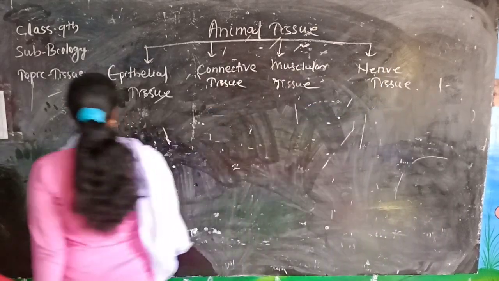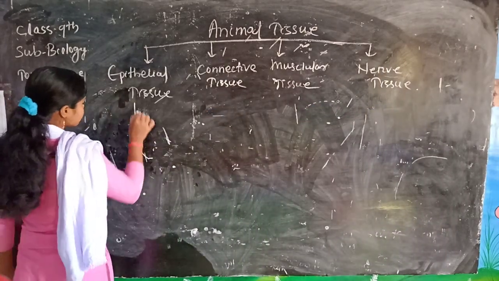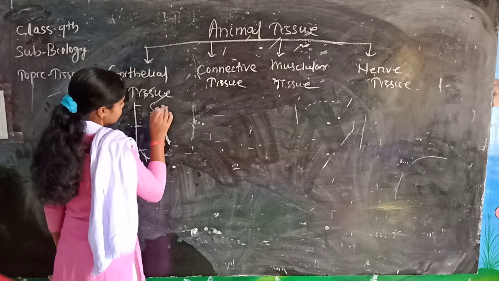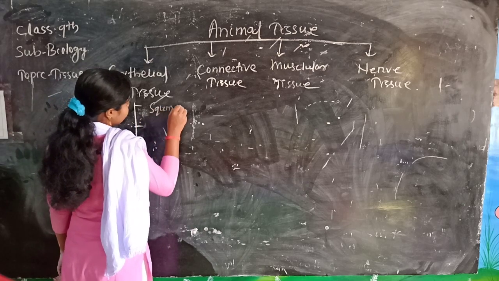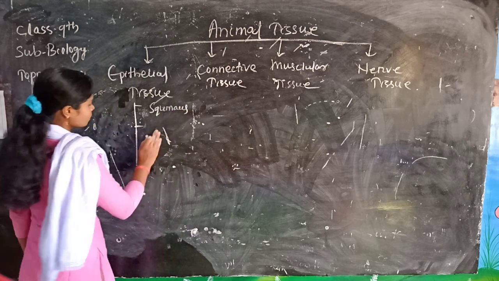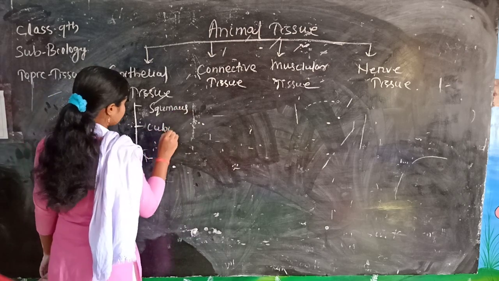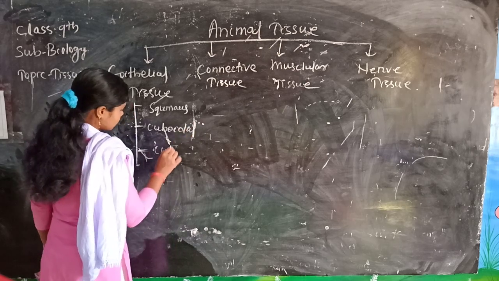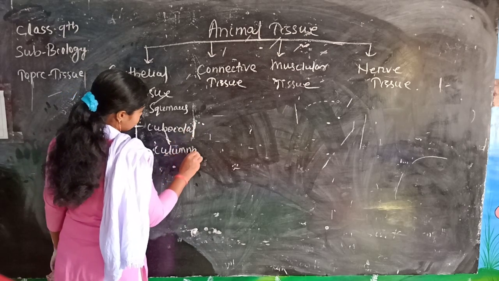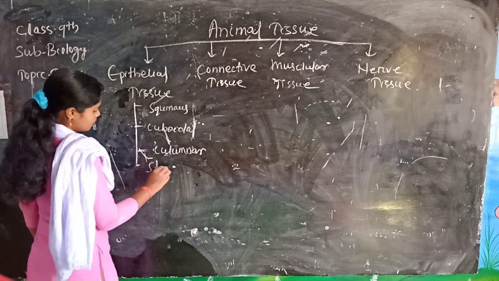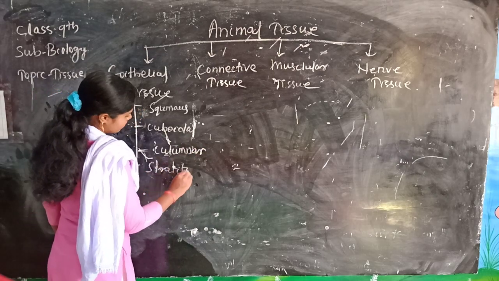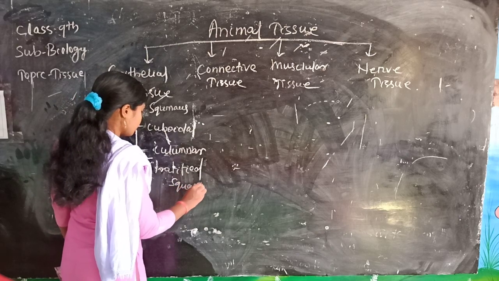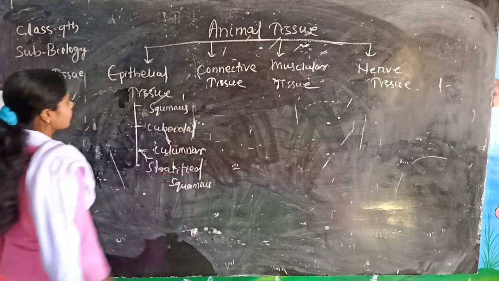Different types of epithelial tissue are present inside our body. First is squamous epithelial tissue, cuboidal, columnar, stratified squamous tissue. It is present inside our body.